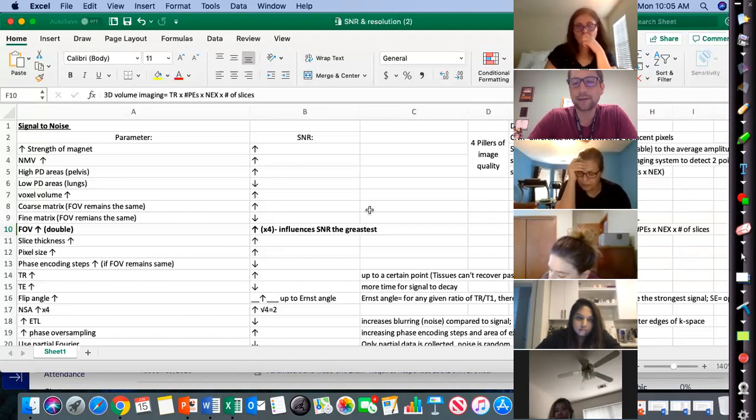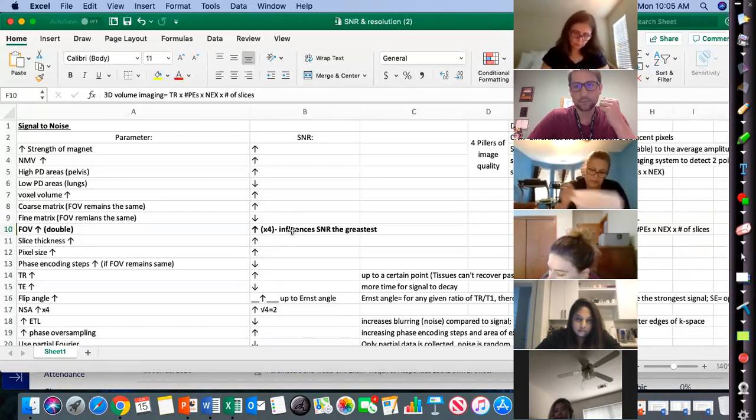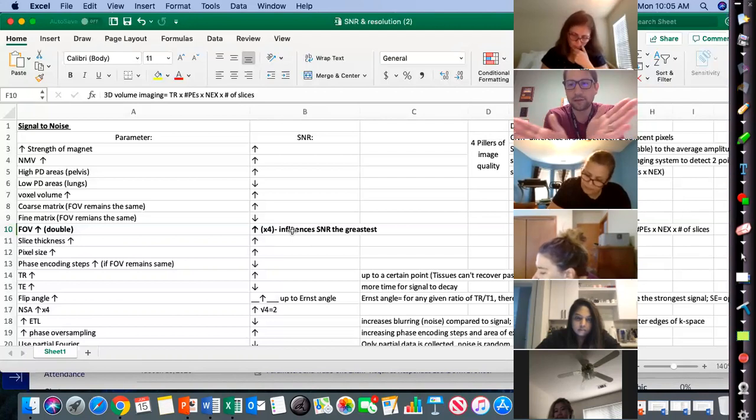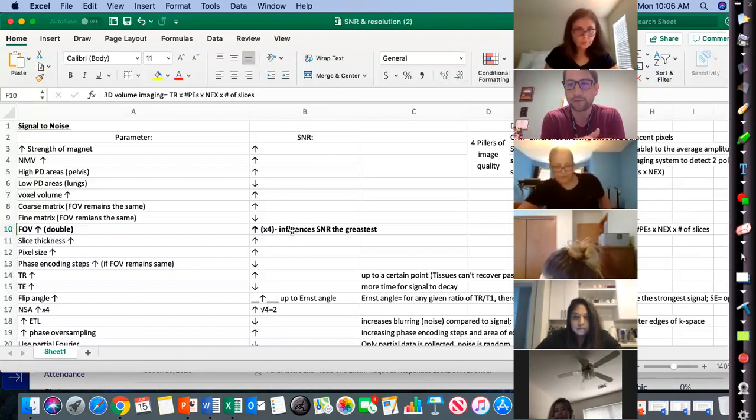So I highlighted this and I said this has the greatest influence on signal to noise. Just like when you're looking at a house, if you increase the dimensions of a room on either side and you double it on either side, your square footage is going to increase by 4.